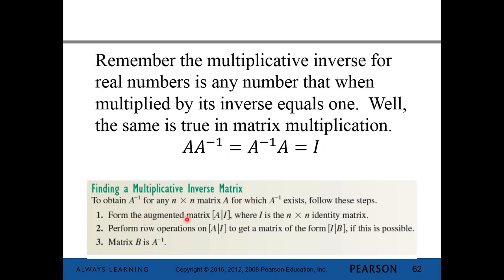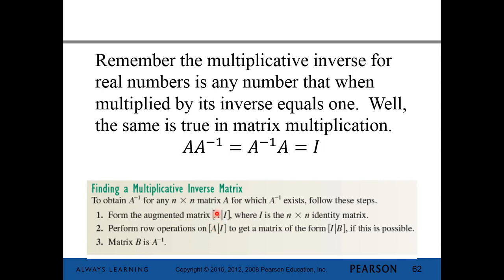We form an augmented matrix. The augmented matrix is going to have our original matrix A on the left, and we're going to put the identity matrix on the right. And so what we're going to do is use our elementary row operations, and we're going to keep using our elementary row operations until we get the identity matrix on the left.